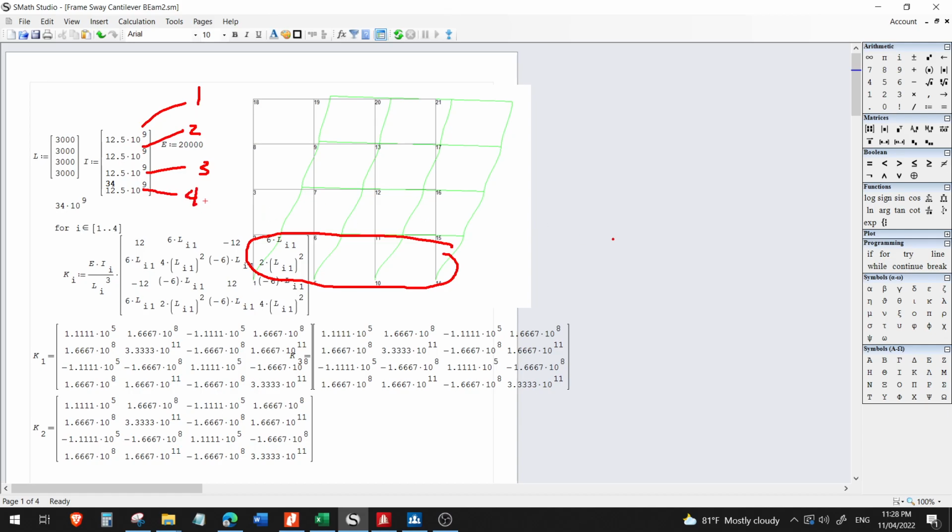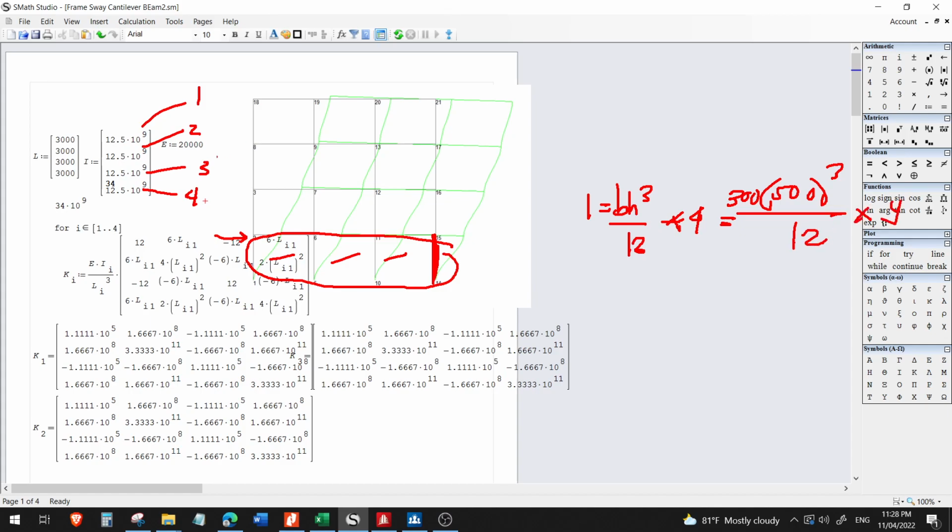Okay, so how do you achieve that? Remember, inertia is BH cubed over 12. Right? So, take the cross-section of each column. Then, just multiply it by 4, because you have 4 columns that will resist the lateral loads on the first floor. Right? So, that will be times 4. So, our cross-section here is 300 by 500 mm. Okay. So, times 4, you will get this: 12.5 times 10 raised to 9 millimeters to the fourth.